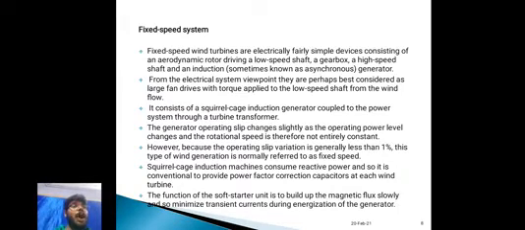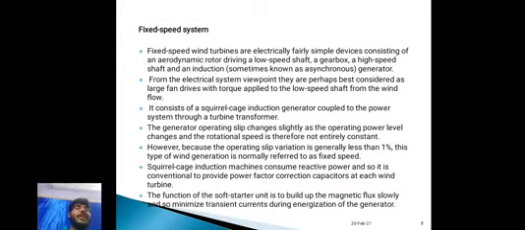The generator operating slip changes slightly as the power level changes, and the rotational speed therefore tends to remain constant, because the operating slip is generally less than 1%. This type of generator is normally referred to as a fixed speed squirrel cage induction machine. Reactive power is also conventionally provided by a power factor correction capacitor in a wind turbine. The function of the soft starter unit is to build the magnetic flux slowly, so as to minimize the transient current during energization of the generator.